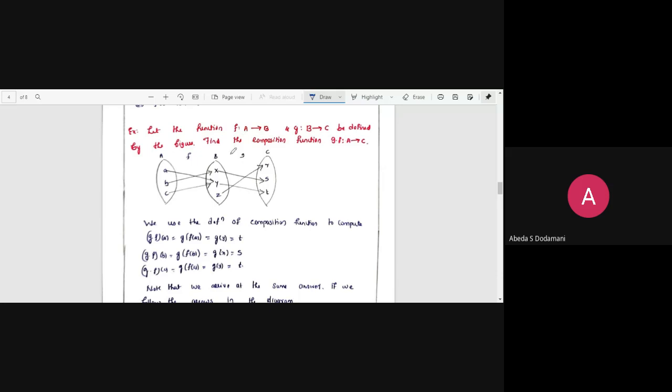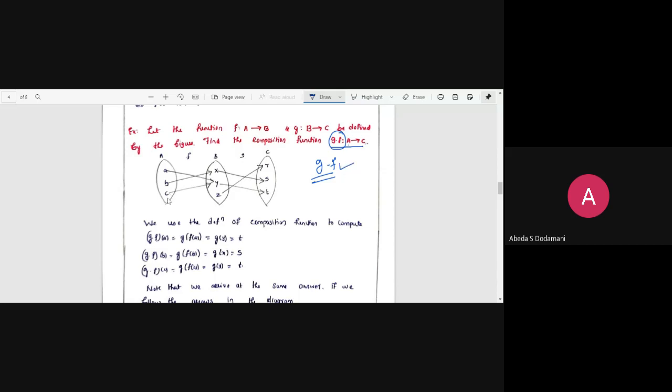Now let's see. The function f is from A to B, and g is from B to C, defined by this figure. They ask us to find the composition, guys, that is, the composition of f and g. We will read it as f and g, but we will write it as g dot f. Please remember the composition of f and g is given from A to C. So they're asking us to find this.